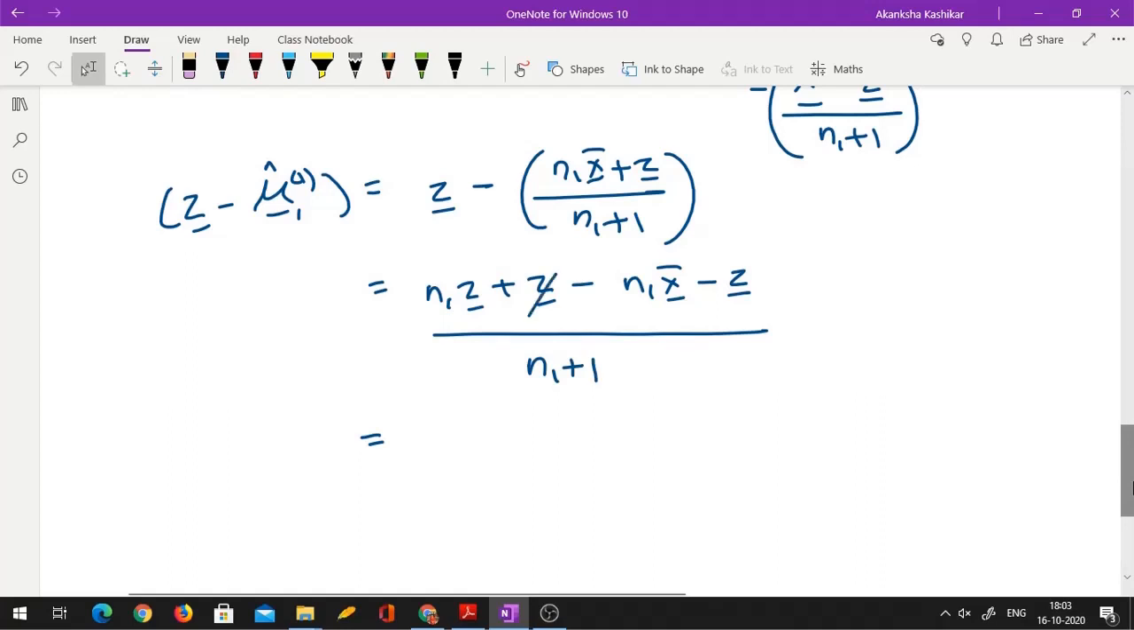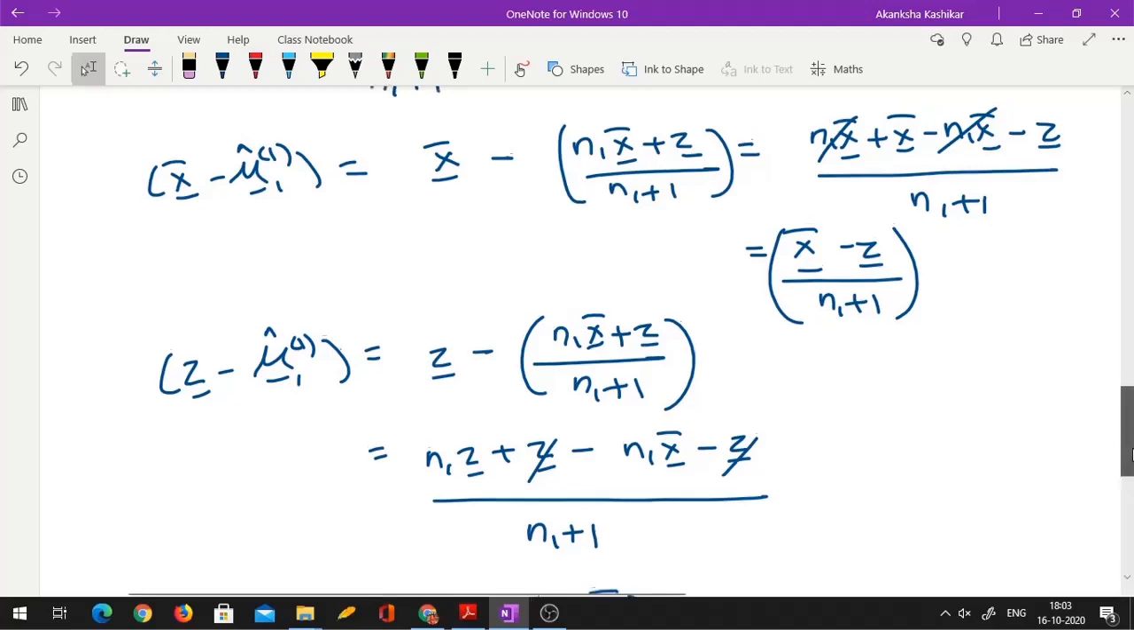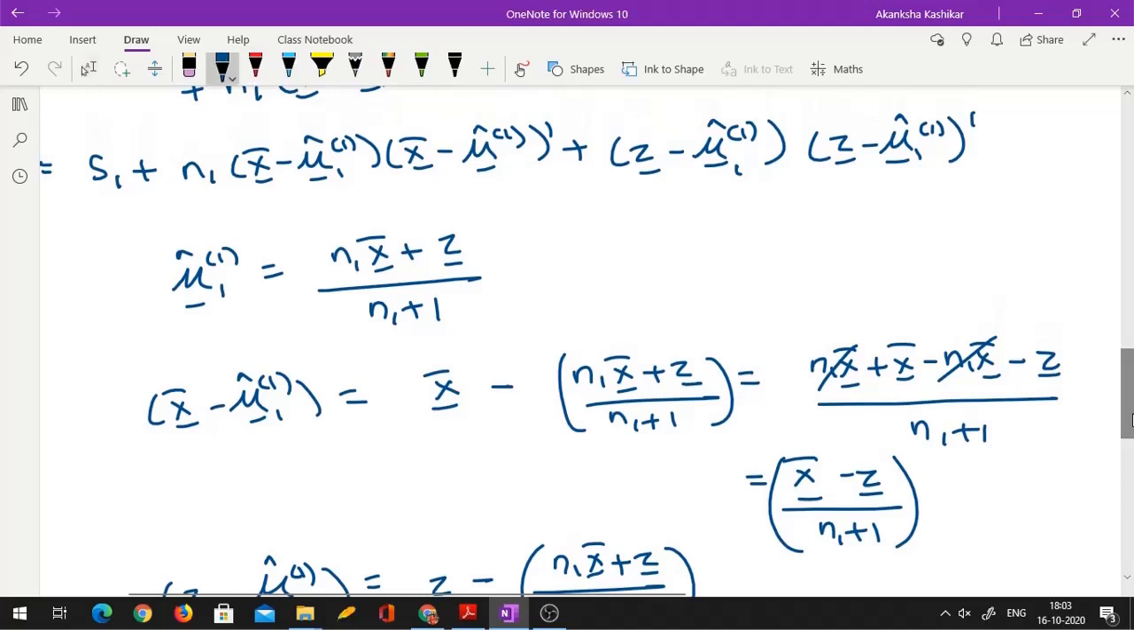So this z gets cancelled, so I am left with n1 upon n1 plus 1 z minus x bar. Okay. So this is actually similar to what we have here. Here we had x bar minus z, now we have z minus x bar. But the thing is, if we substitute it here, we are going to have x bar minus z into x bar minus z prime. So I can take minus sign common from both. Same story I can do here. So basically I can make them similar. Either z minus x bar or x bar minus z, whichever way you like.